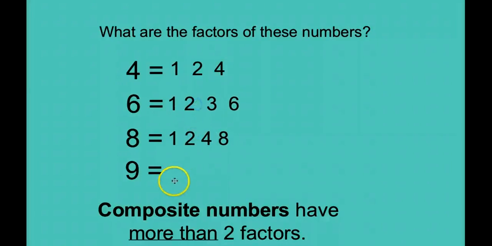Number 9, I'm going to start at 1. 1 times 9. 2 cannot go into 9 evenly. 3 times 3 can go in. Can 4? No. Can 5? No. Can 6? No. Can 7? No. Can 8? No. So I know that my list of factors for 9 are 1, 3, and 9.